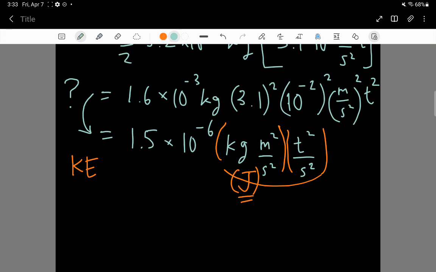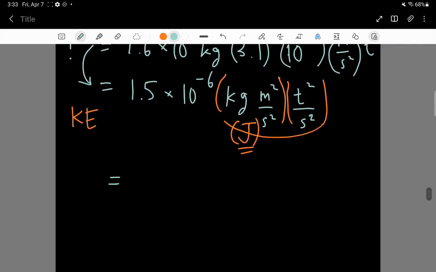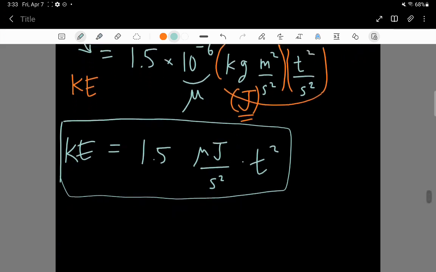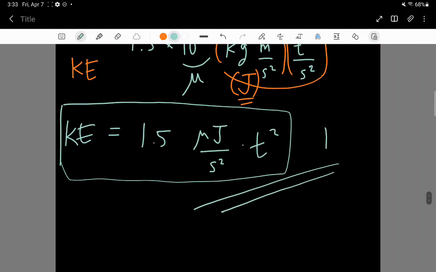But if you clean it up just a little bit extra, you're going to get 1.5. And this 10 to the minus 6 is called micro, right? So this is 1.5 microjoules per second squared times t squared. And this is the kinetic energy as a function of time, like this, to two significant figures, right? Okay, great. So that's the end of scenario number 1.